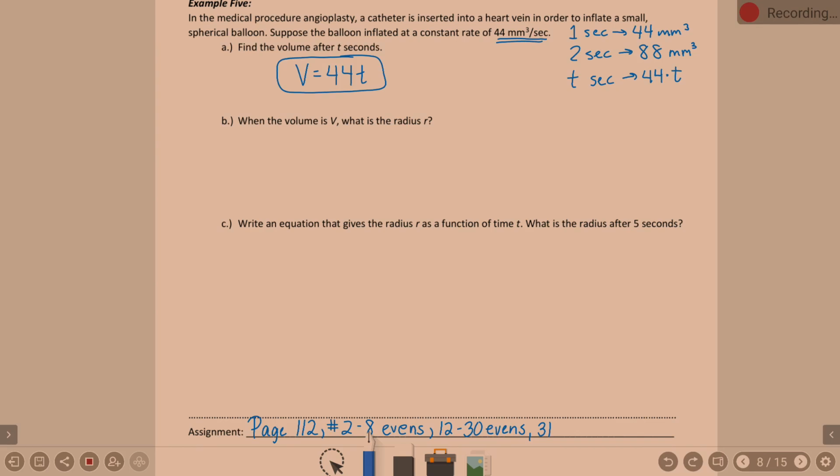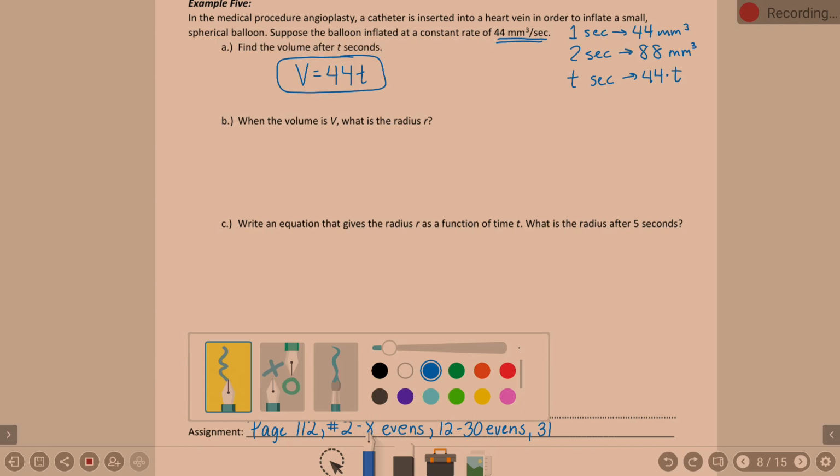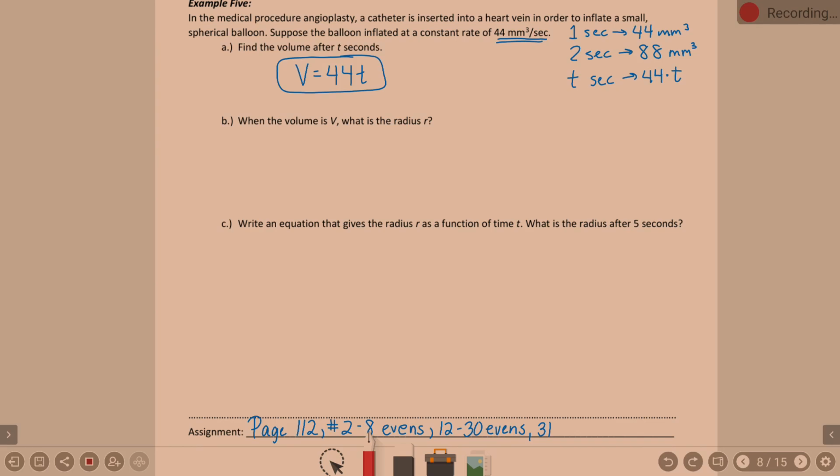Okay, B. Turn your brains on. B says, when the volume is V, what is the radius? Now, in order to talk about how volume and radius are related, we need a formula. We didn't need a formula to do A. We just had to use what the problem gave us. In order to do B, we need a formula.